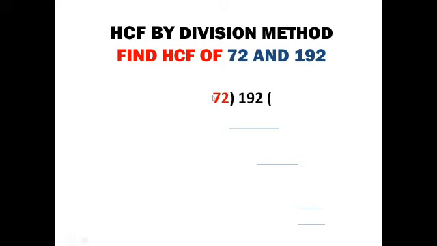Here 192 is greater than 72. So 72 is our divisor and 192 is our dividend. So let us divide 192 by 72. 72 3s are 216, which is greater than 192. So we will take 72 2s are 144. Upon subtracting 144 from 192 we get 48 remainder.